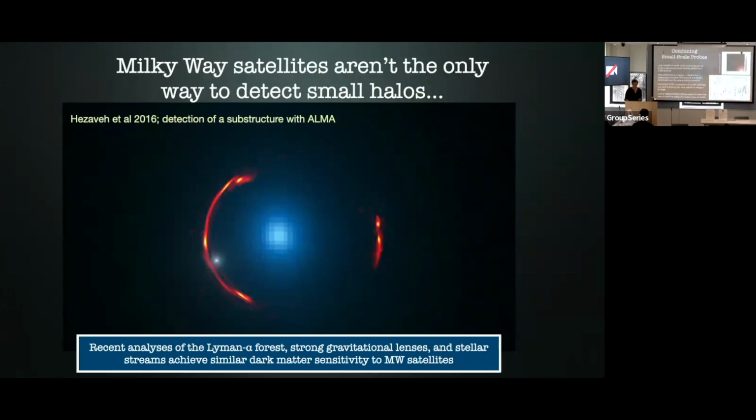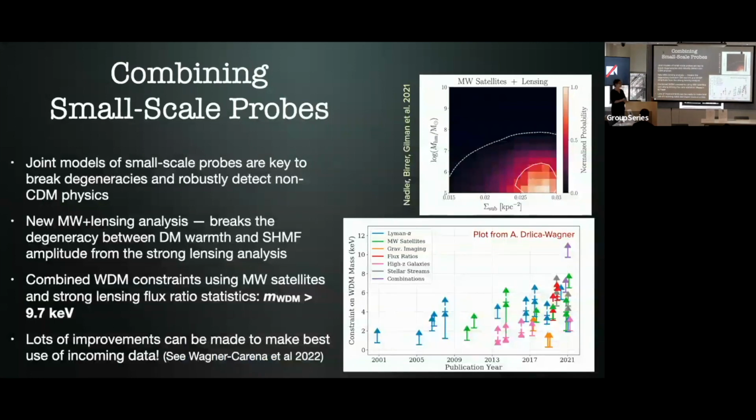I think it's exciting for the future to think about combining these probes. And this is one example. We combined strong lensing analysis with the same Milky Way satellite analysis that I told you about. And the constraint on warm dark matter goes from 6.5 keV in the Milky Way satellite case alone to 9.7 keV when we combine these. I like this plot that was recently made by Alex Drlica-Wagner, of constraints on warm dark matter models as a function of publication year. And so this is that combined constraint. Basically, you break some internal degeneracies in the modeling.